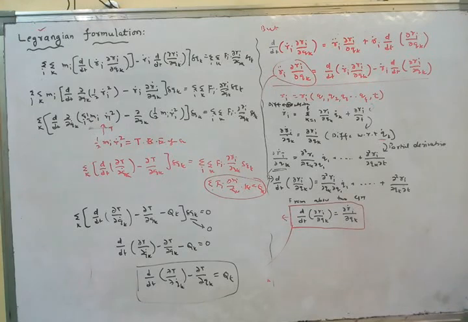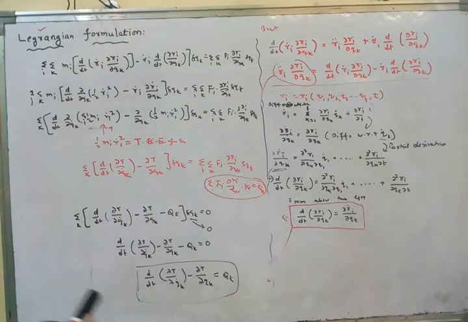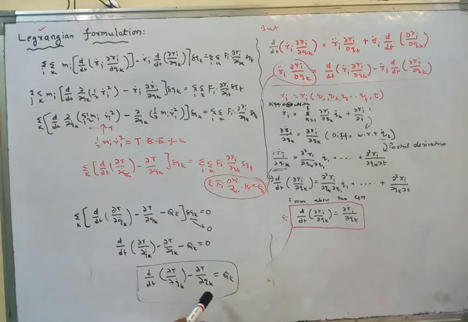So d by dt of dou T by dou qk dot minus dou T by dou qk equals Qk. This is the general form of the Lagrangian equation. This is important for CSIR NET and all physics exams; they may ask the direct question also: what is the formula of the Lagrangian equation? There are f such equations with the corresponding f generalized coordinates.